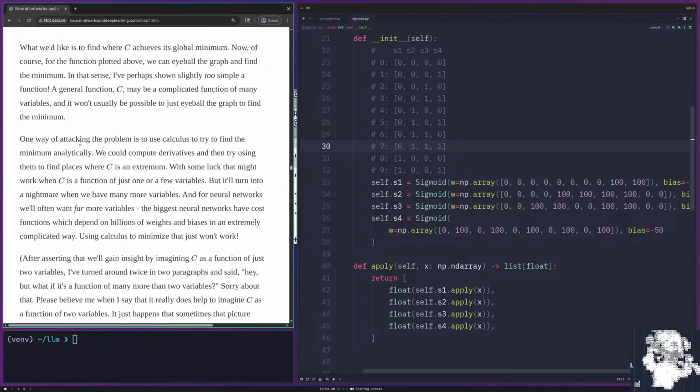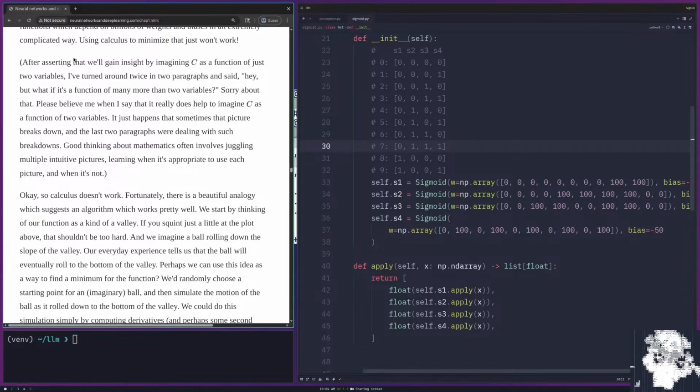One way of attacking the problem is to use calculus to try to find the minimum analytically. We could compute derivatives and then try using them to find places where C is an extremum. With some luck, that might work when C is a function of just one or a few variables, but it'll turn into a nightmare when we have many more variables. And for neural networks, we'll often want far more variables. The biggest neural networks have cost functions which depend on billions of weights and biases in an extremely complicated way. Using calculus to minimize that just won't work.